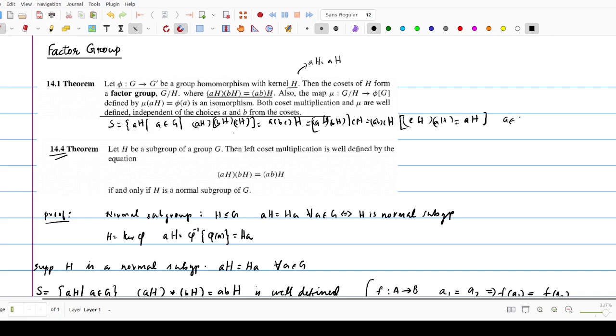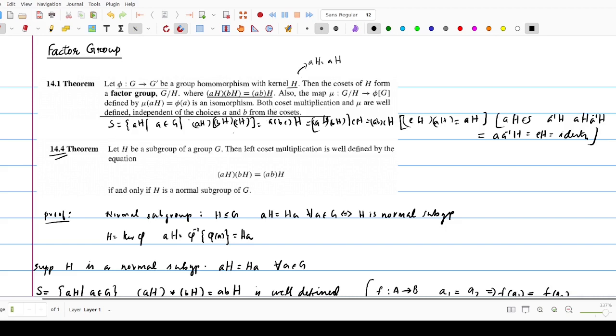And for any aH in S, we have a inverse H, such that when you operate both of these cosets, aH a inverse H, then we have a inverse H. Consequently, eH, that is equal to identity. So once you prove this is a binary operation, then you can easily say that this is a group. Not only a binary operation, it satisfies the axioms of the group.